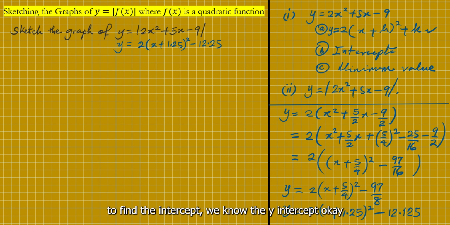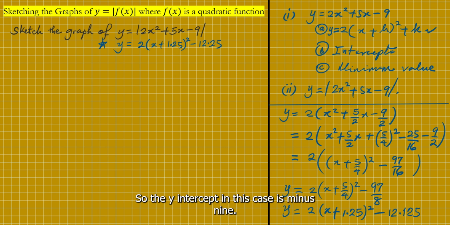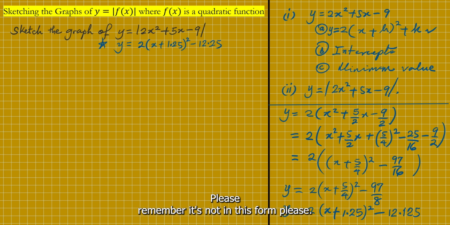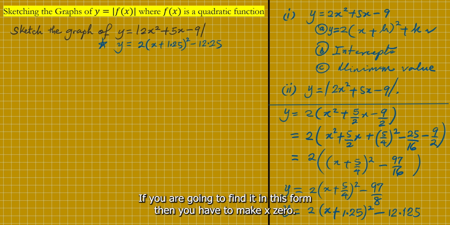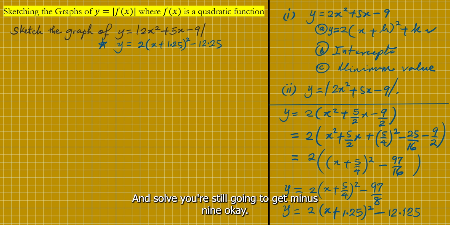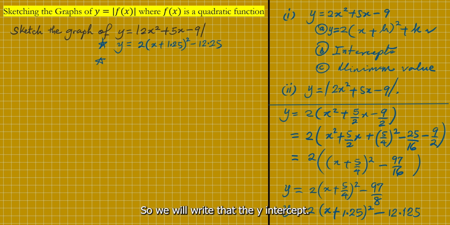Now to find the intercepts, we know the y-intercept, okay? The y-intercept is always the last digit here without the x. So the y-intercept in this case is minus 9. Please remember, we're not in this form, please. In this form, the y-intercept is minus 9. If you are going to find it in this form, then you have to make x 0 and solve. You're still going to get minus 9, okay? So we will write that the y-intercept is minus 9.